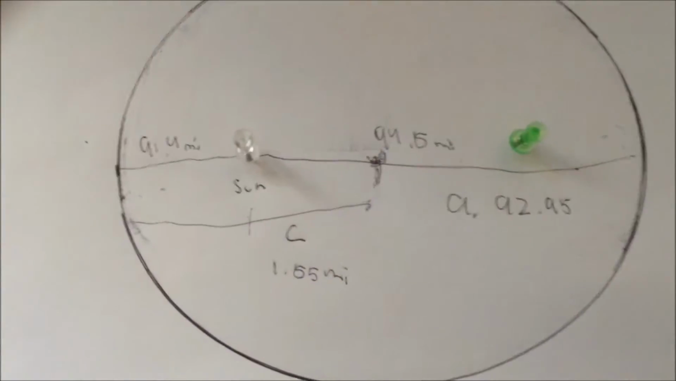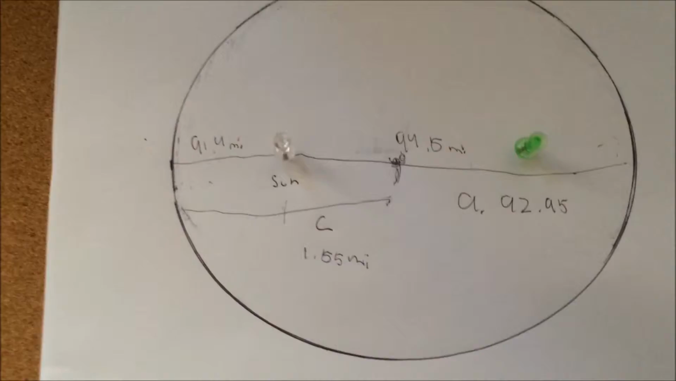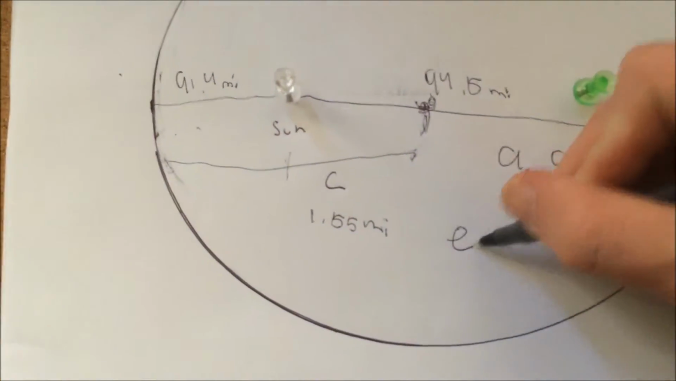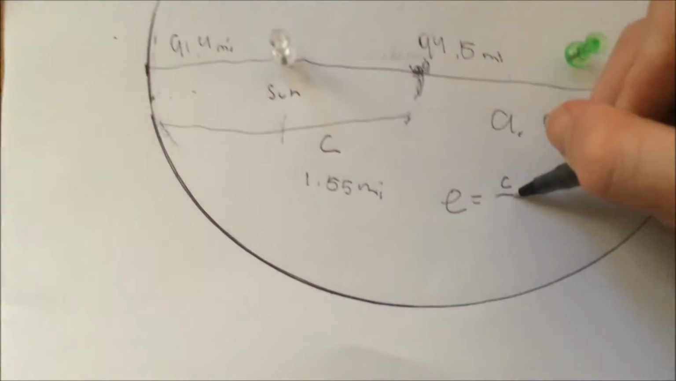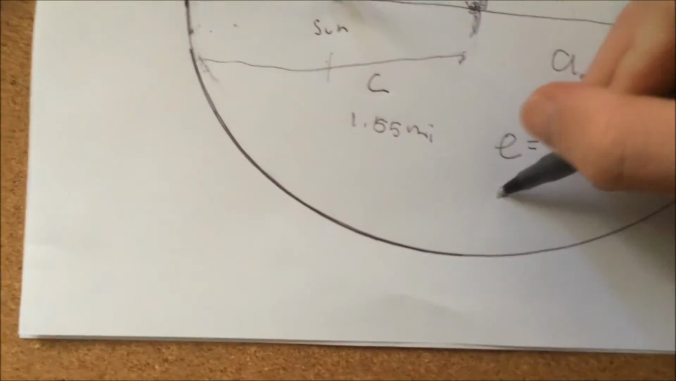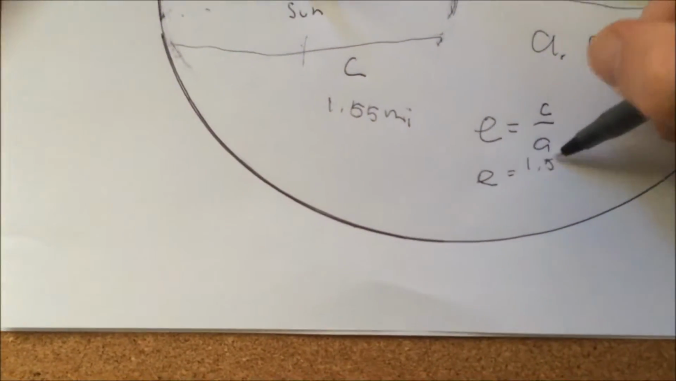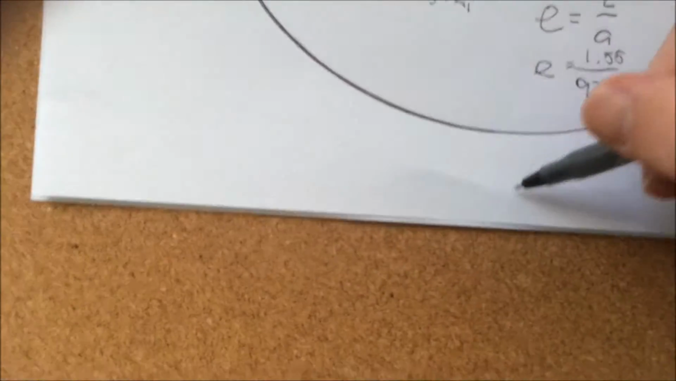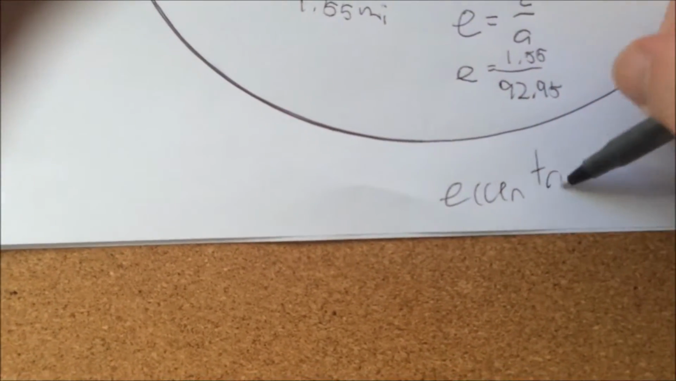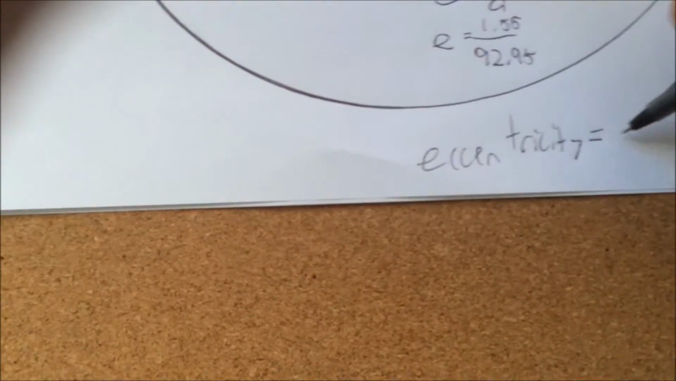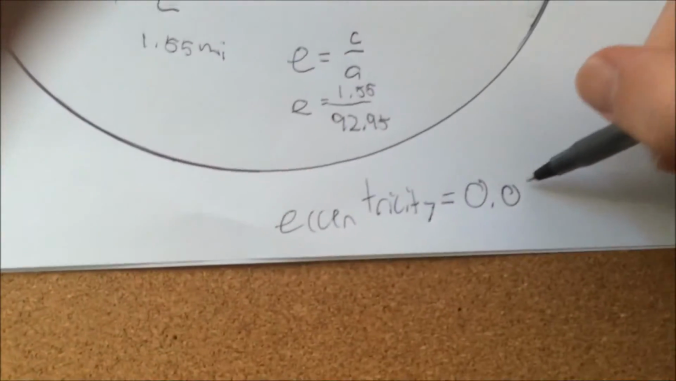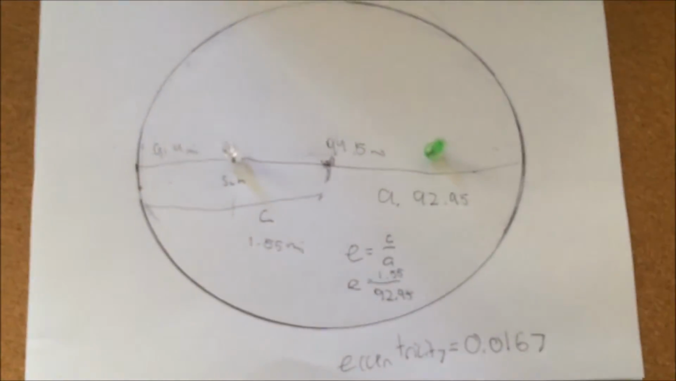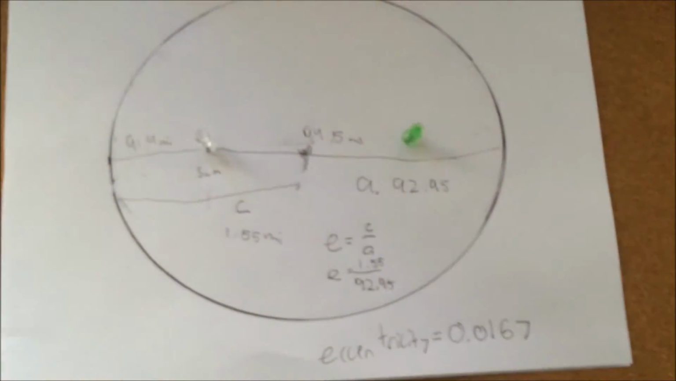So from here, we simply use our formula to find our eccentricity, which is E equals C over A. We plug in our values, and find that our eccentricity equals 0.0167. What I just showed you was a more geometric type of proof.